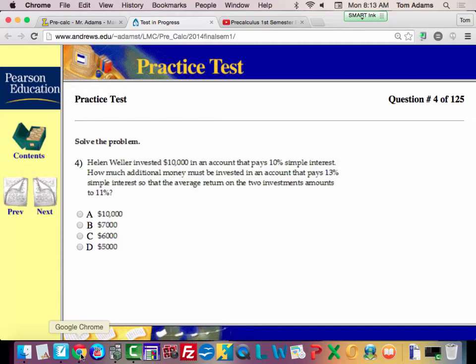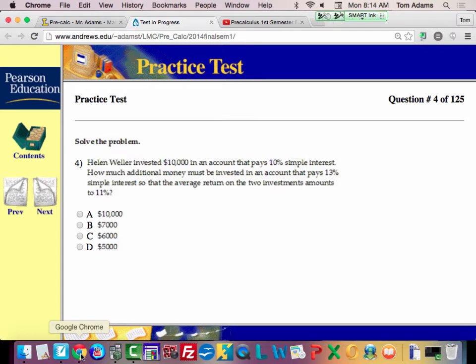Helen Weller invested $10,000 in an account that pays 10% simple interest. How much additional money must be invested in an account that pays 13% simple interest so that the average return on the two investments is 11%?